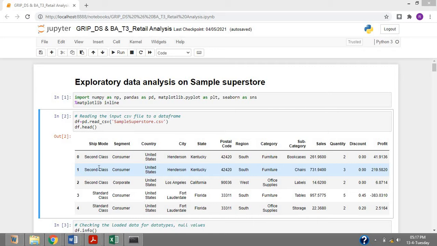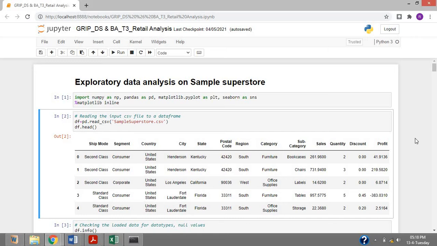So let's get started. First, we are importing the necessary libraries which are essential for the data analysis: NumPy, Pandas, Matplotlib.pyplot, and Seaborn. Next, we will be loading the dataset, which is in the form of a CSV file, into a data frame named df. We are checking the head of the data frame.